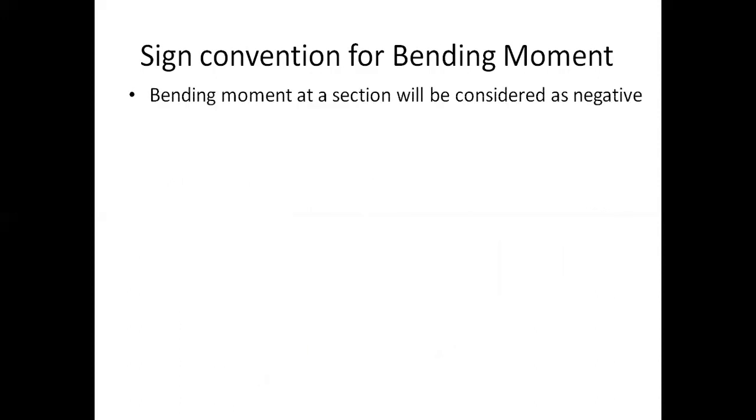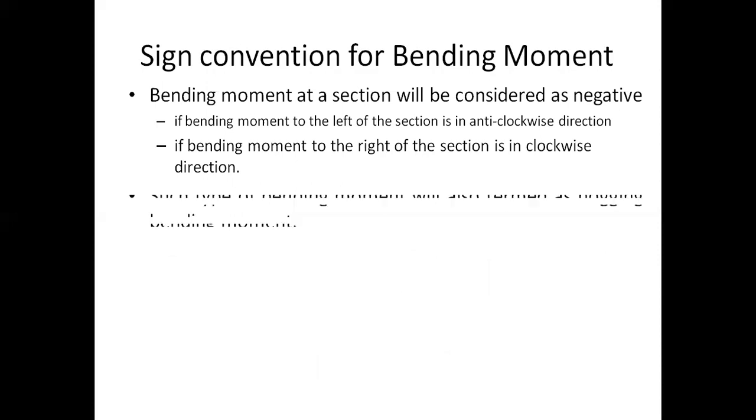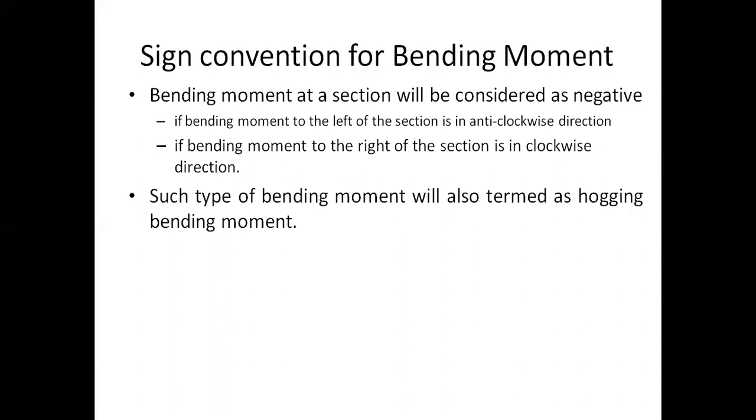Now, bending moment at a section will be considered negative when it is opposite to the positive. That is, if the bending moment to the left of the section is in anti-clockwise direction, or to the right of the section is in clockwise direction, then it is called a negative bending moment. Such type of bending moment is termed as hogging. Hogging bending moment means it will bend like this. Earlier it was like this, now it will be like this. That is hogging.